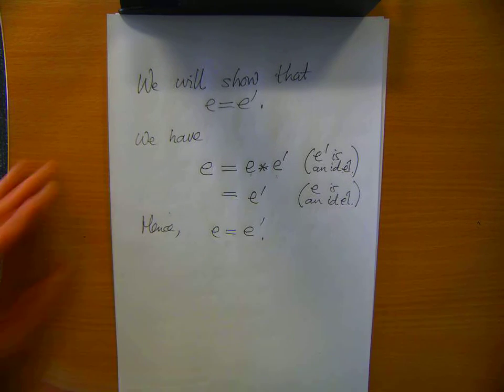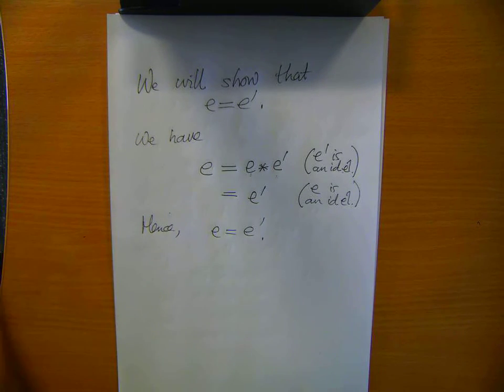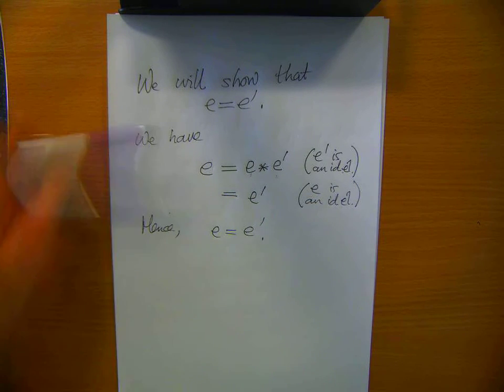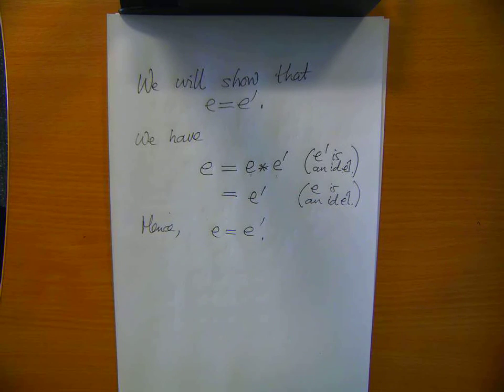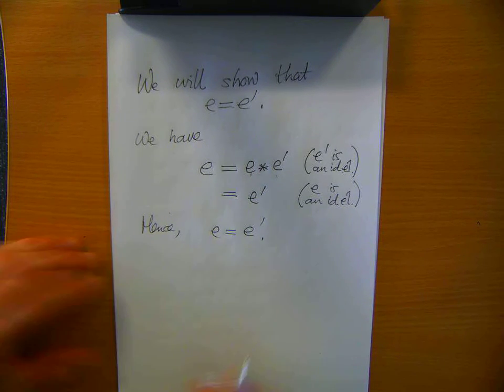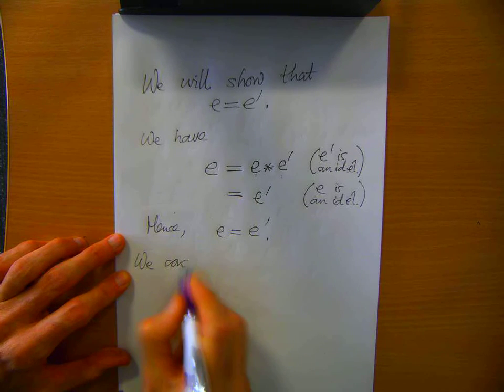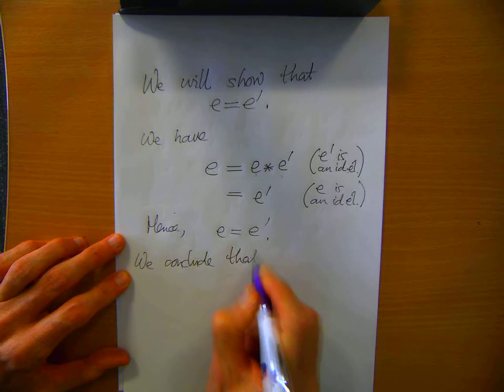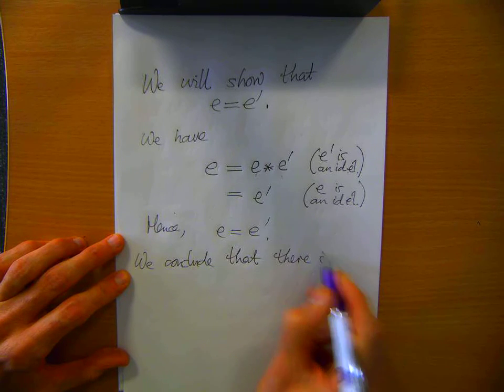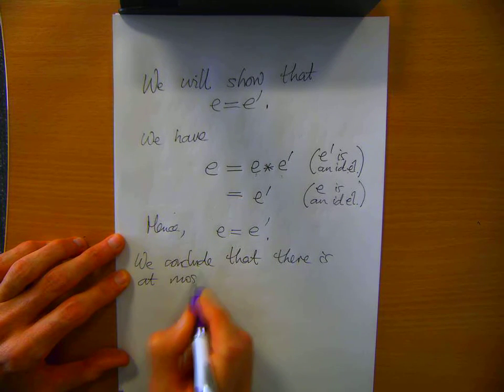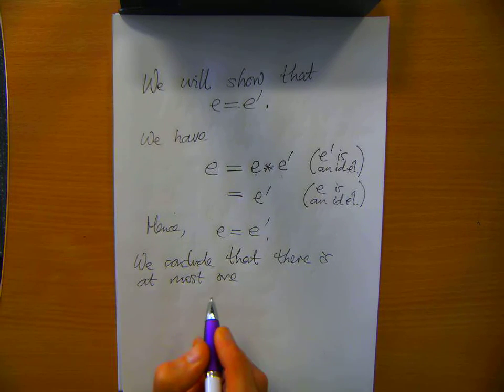So this is a fairly simple proof. I mean, there's not a lot to play with, so it couldn't be very complicated, really. And we don't use anything about the binary operation apart from the fact that it's got an identity element. So we started with possibly 2, but we've actually shown that they're equal. So if there is an identity element, it is unique, which is quite comforting. So we conclude that there is at most one. As we said, there might not be any, but if there is one, it's unique.